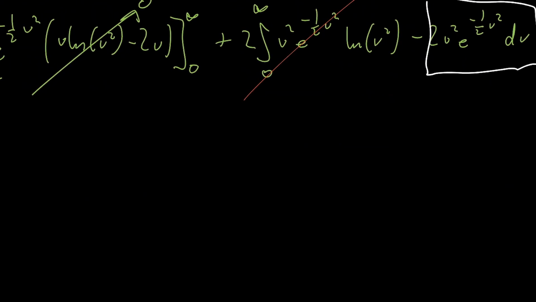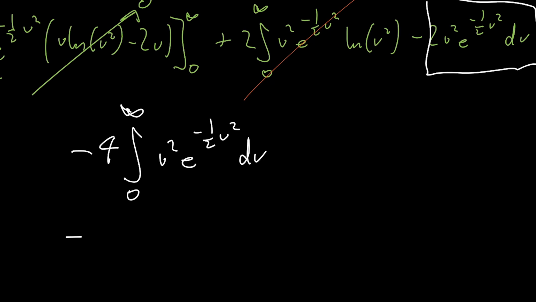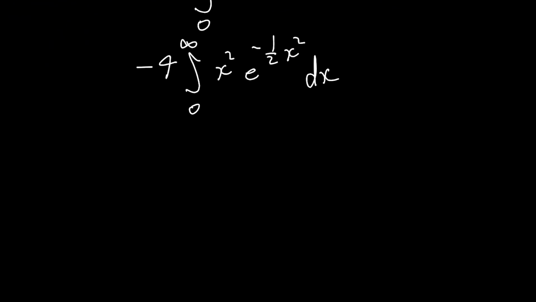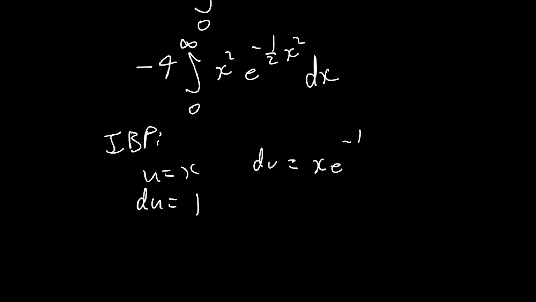So let's get started. So we're just going to integrate minus 4 lots of the integral between 0 and infinity of v squared e to the minus a half v squared dv. And I'm just going to write that in terms of x, because that does not matter. e to the minus a half x squared dx. So we're going to do some integration by parts. We're going to say what we're differentiating is x. So du equals 1. Then we're going to integrate x e to the minus a half x squared, which leaves us with minus e to the minus a half x squared.